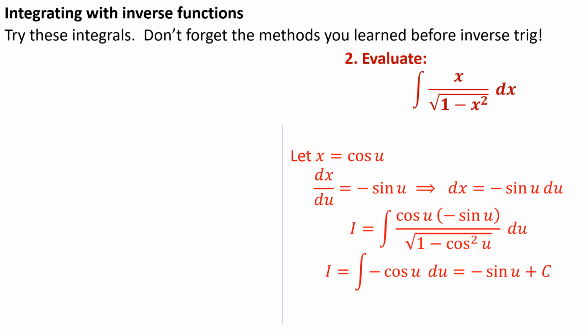So I end up with an integral which evaluates to minus sine u plus c. Now, if you're thinking, oh, fair enough, I've got x equals cos u, the integral is minus sine u, I need to tidy that up. You might be thinking minus sine of inverse cos of x, but that's a little bit clunky.